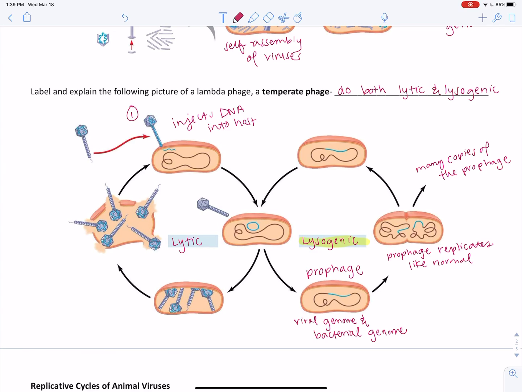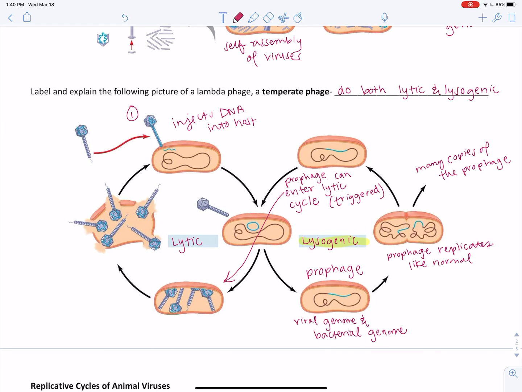But if there's some sort of trigger, maybe an environmental chemical or some sort of radiation, the bacterial cell or the prophage can enter the lytic cycle. And that's why we call it temperate. It's not the same at all times. And so it's triggered by something in the environment usually. And so it goes towards there.